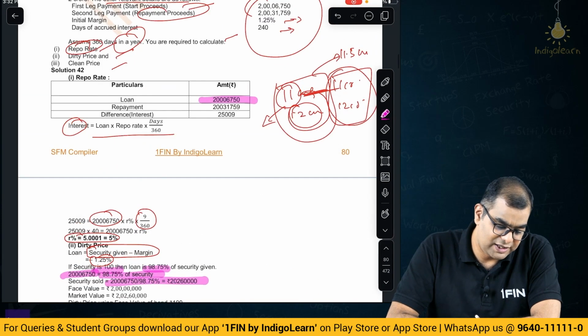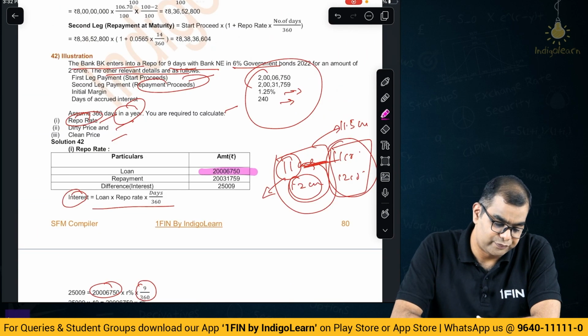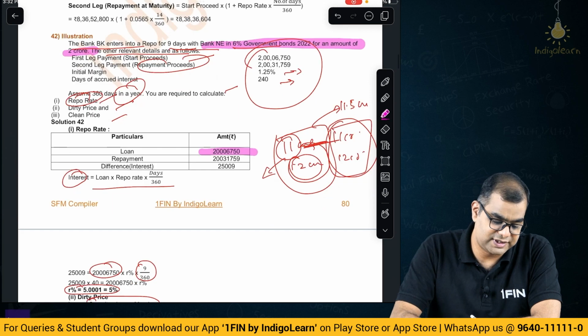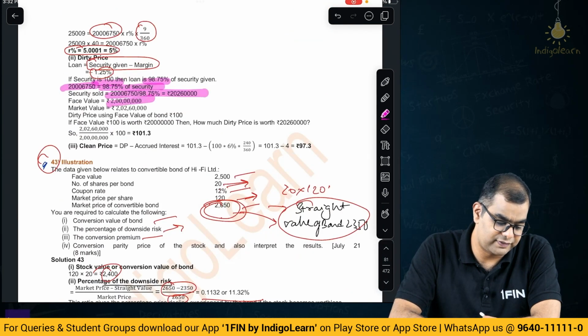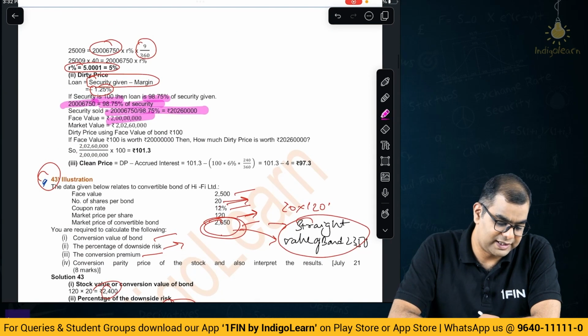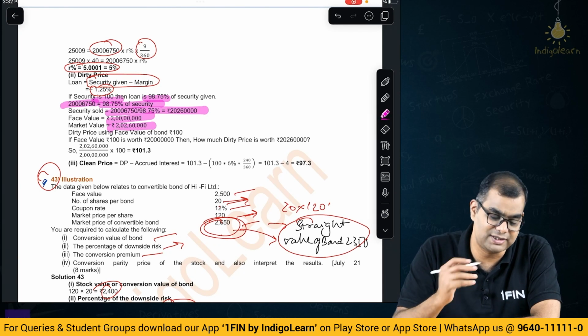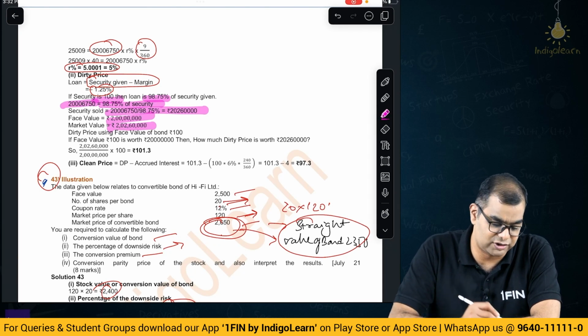Now, face value of the security, see here, 6% government bonds 2022 for an amount of 2 crores. So, the face value of the security is 2 crores, whereas the market value is 202,60,000. How did I get market value? Because that is the security that you have given as deposit or rather a collateral for this loan.